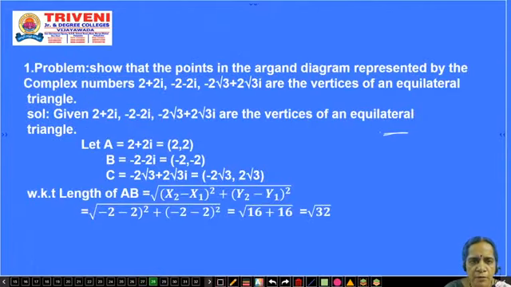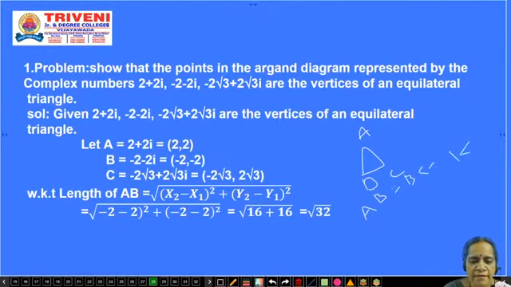And let us come to the problems. What is given: show that the three points in the Argand diagram represented by the complex numbers 2 plus 2i, minus 2 minus 2i, and minus 2 root 3 plus 2 root 3 i are the vertices of an equilateral triangle. Suppose any triangle is an equilateral triangle, all sides are equal. Suppose ABC is any triangle, the distances AB, BC and CA are equal. That is AB is equal to BC is equal to CA.